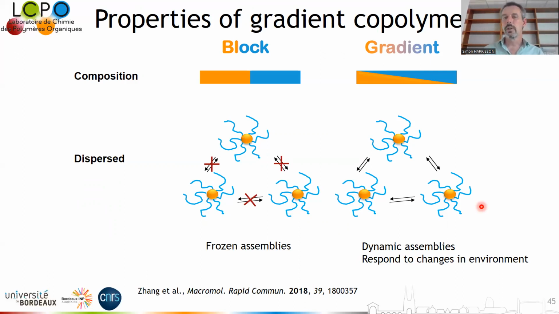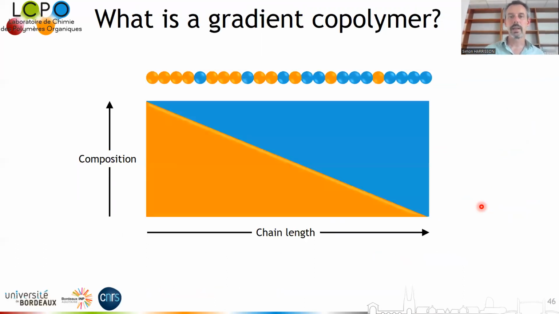But it's been shown by a number of researchers that gradient copolymers can form dynamic assemblies in a selective solvent that are at equilibrium with each other and thus able to respond in a reversible manner to changes in their environment. And they can change in terms of their size, and they can also change in terms of their morphology. Now, a gradient copolymer is simply a copolymer whose composition varies as a function of chain length.